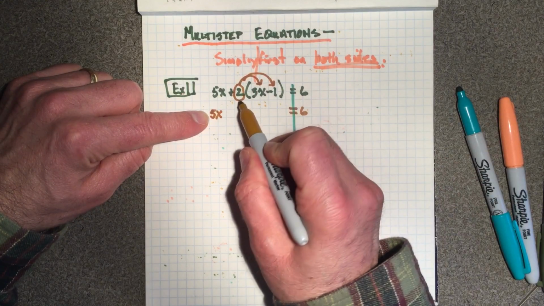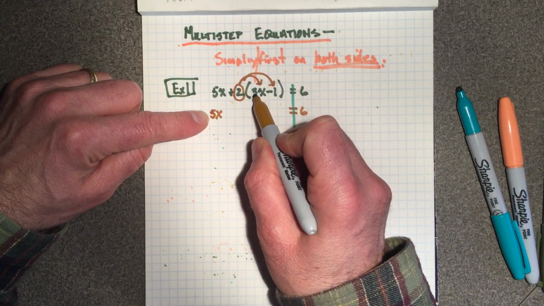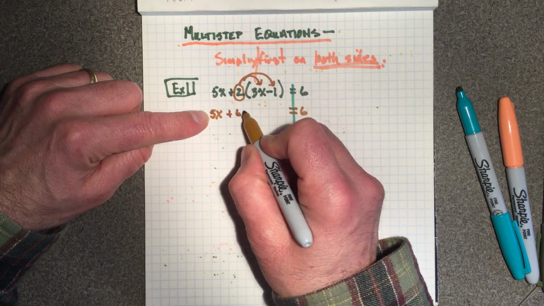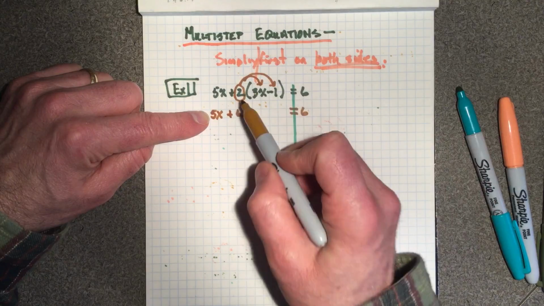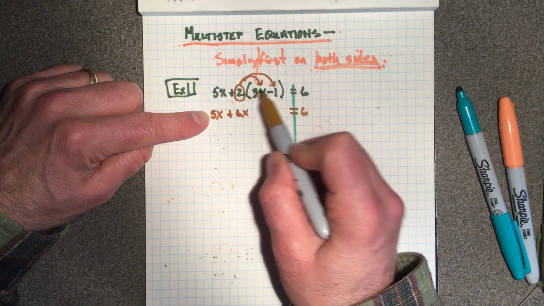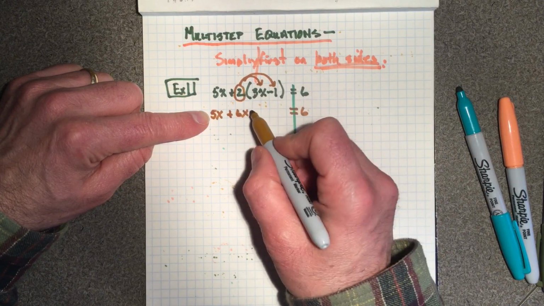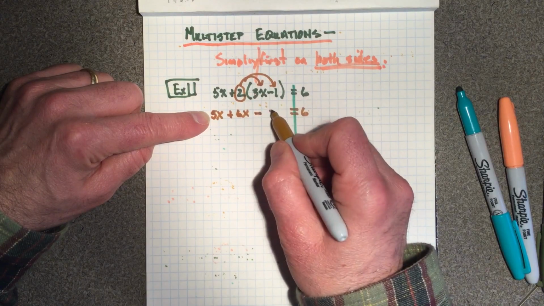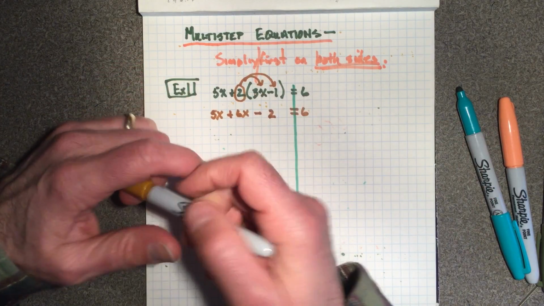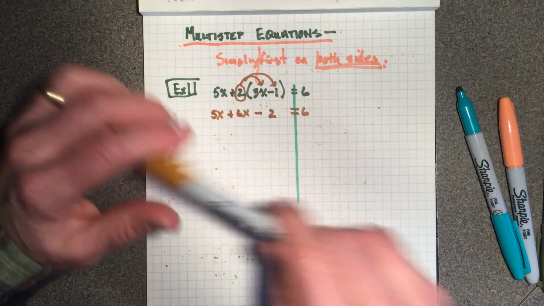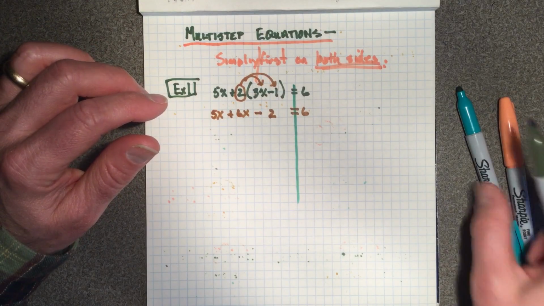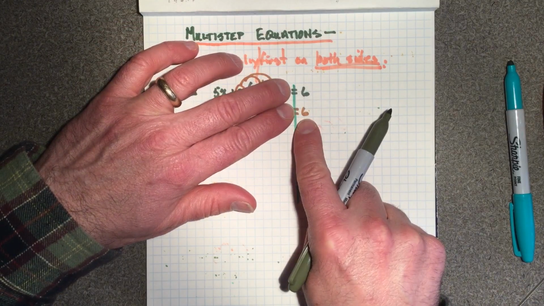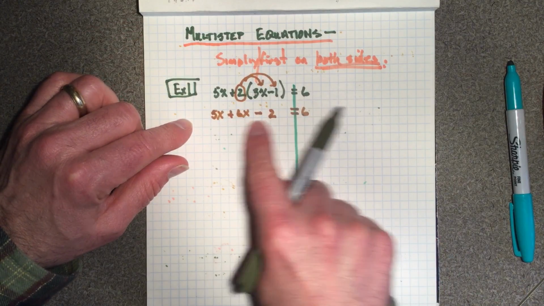So now I'm going to say, okay, what is positive 2 times a positive 3x? Positive times a positive is a positive 6x. And now I'm going to do a positive 2 times a negative 1. Positive times a negative is a negative, and 2 times 1 is 2. The key to this simplify first on both sides is you simplify until you can't do it anymore. So I look at this side, can I simplify that anymore? No. Can I simplify this anymore?